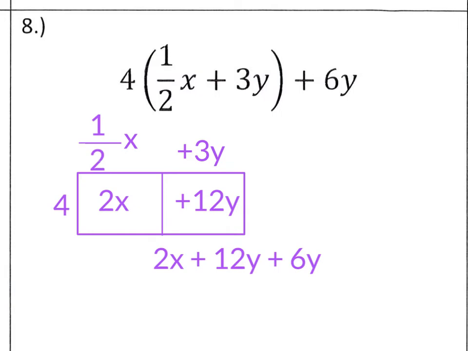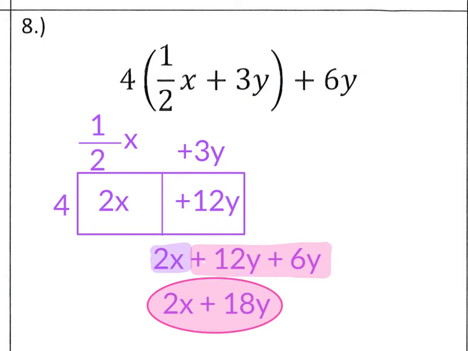Now I am looking for like terms, and this time I do see like terms. So I'm looking alphabetically. I see a 2x, no other x's to combine with, but I do see the y's. That's why I knew I needed to simplify this. So now I have a 2x that's just coming along, but my y terms, there are 2 of them. I have a positive 12y and a positive 6y. Again, remember to highlight that sign with it. So 12 plus 6 gives me 18y. So 2x plus 18y is my answer here.